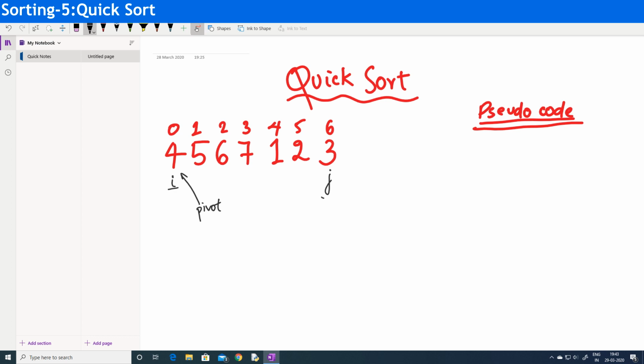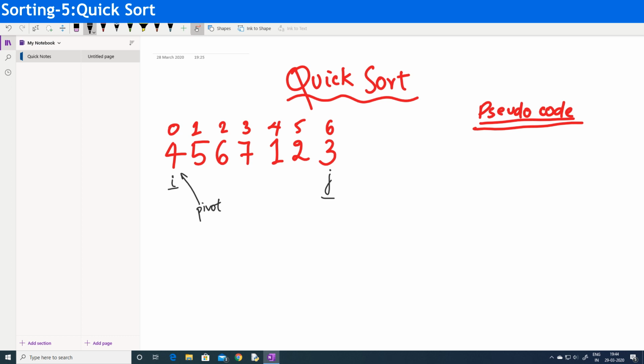So this person i and this person j, they come to an agreement. i says I'll keep moving forward and I'll find all the elements which are greater than 4 and I'll put them to the right of 4. And j says I'll keep finding the elements which are less than 4 and I'll put them to the left of 4. So how can we make i and j do this?